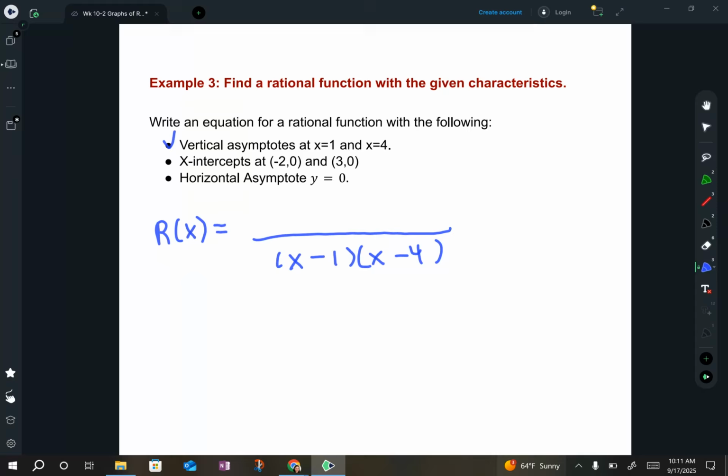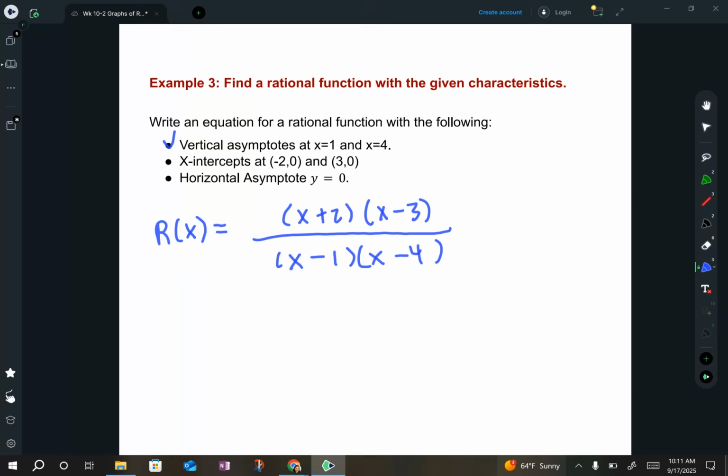Check. If we wanted to have x-intercepts, or horizontal intercepts, at -2 and 3, I'm going to make the numerator (x + 2)(x - 3). So when I plug in -2 and I plug in 3, it'll make the function equal to 0. Great. And the final step is to make the horizontal asymptote at y equals 0.